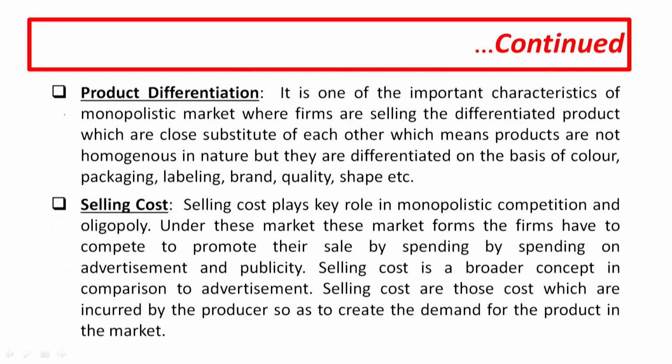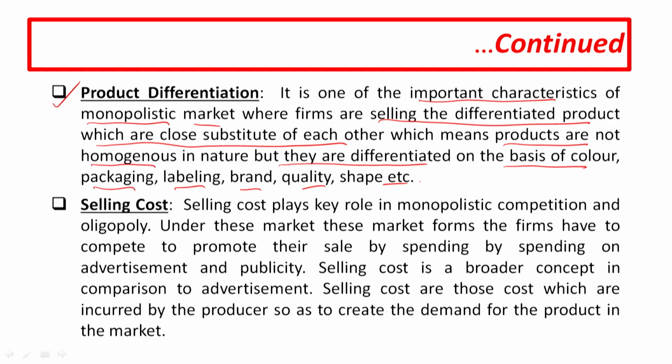Second point, product differentiation. It is one of the most important characteristics of the monopolistic market, where firms are selling differentiated products which are close substitutes of each other, which means products are not homogeneous in nature, but they are differentiated on the basis of color, packaging, labeling, brand, quality, shape, etc.